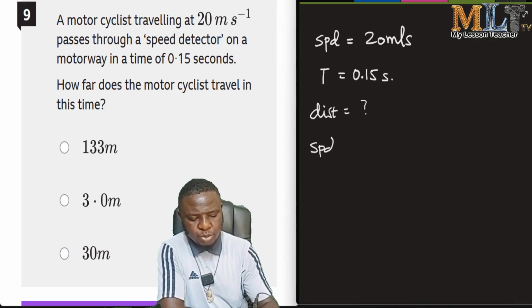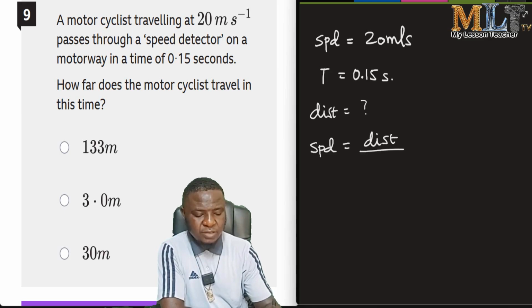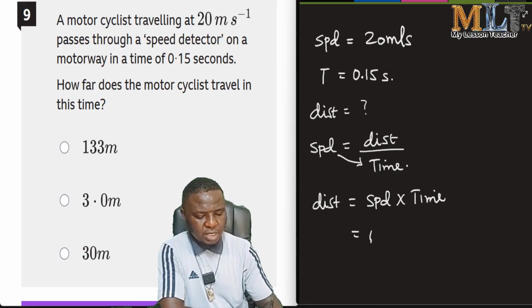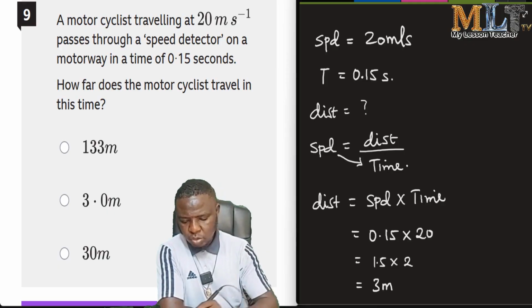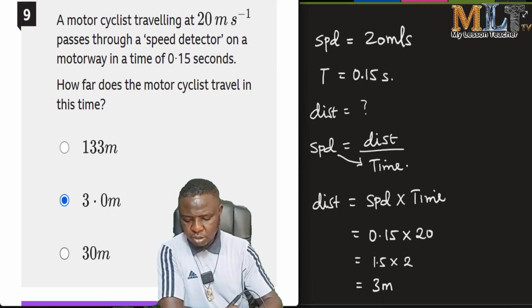Just like we said, there's a relationship between speed, time, and distance. Speed is given as distance divided by time, and we're asked to find distance. So you cross multiply, and our distance is equal to speed times time. Time is given as 0.15, times the speed, which is 20. This is the same thing as 1.5 times 2, which is equal to 3 meters distance. So 3.0 meters is our answer, B.